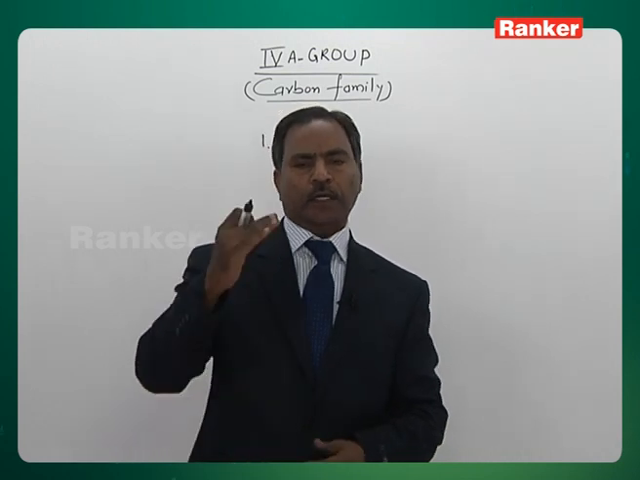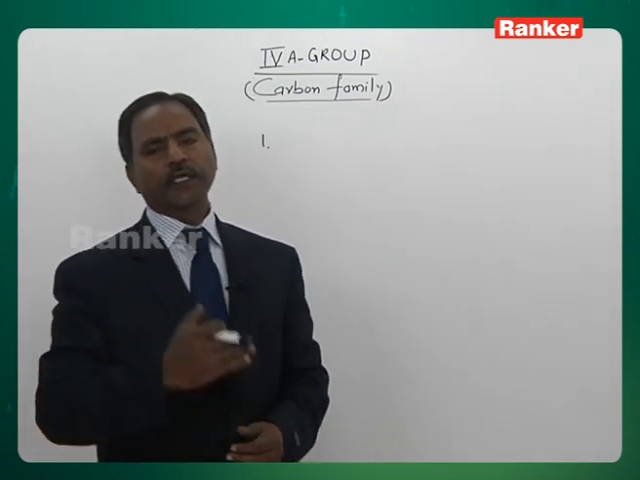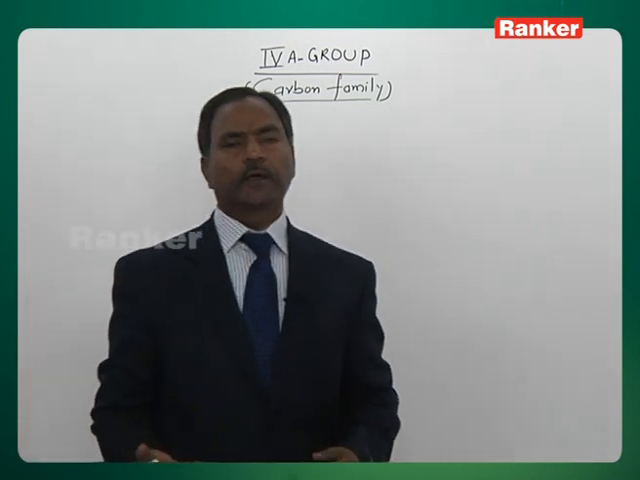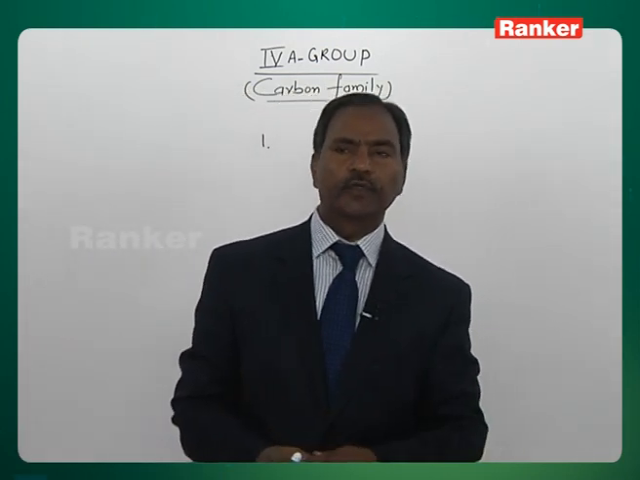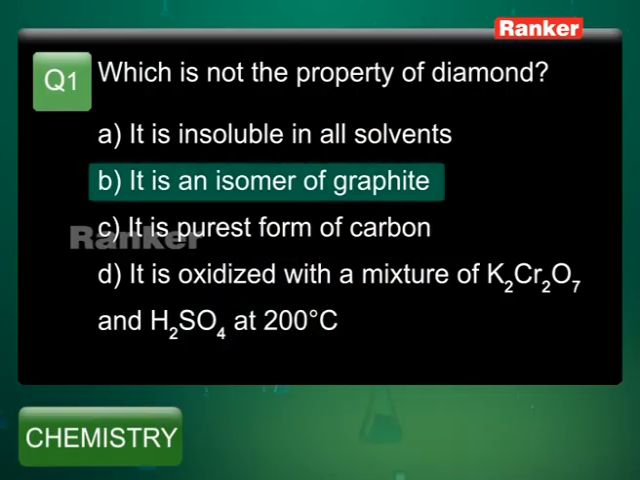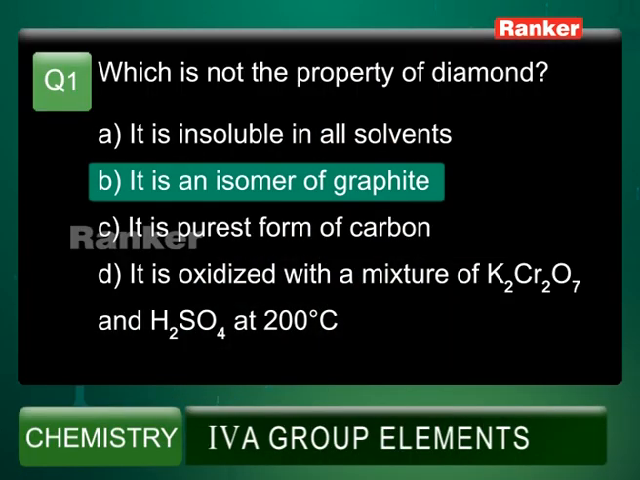Therefore, option B, it is an isomer of graphite, is the incorrect statement. It is not an isomer. Diamond and graphite are both allotropes of carbon. Therefore, question number 1, the answer is B.